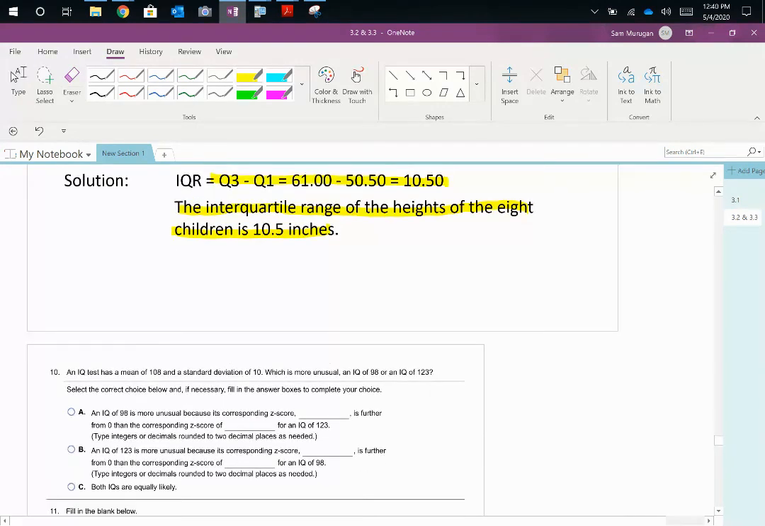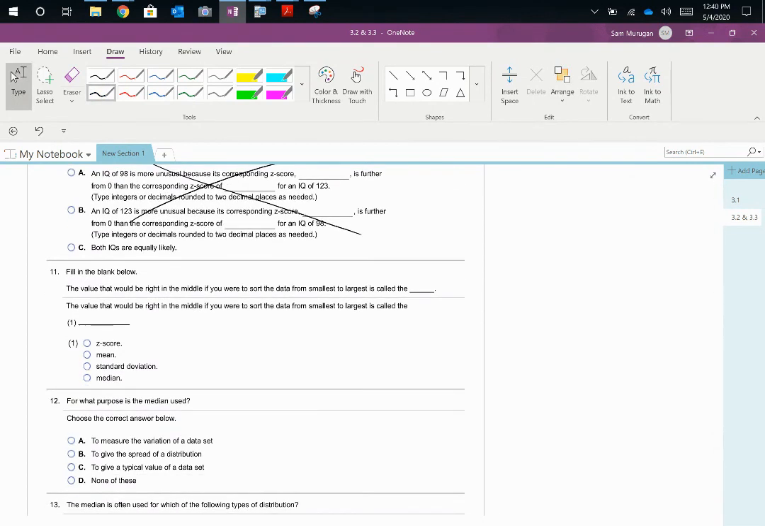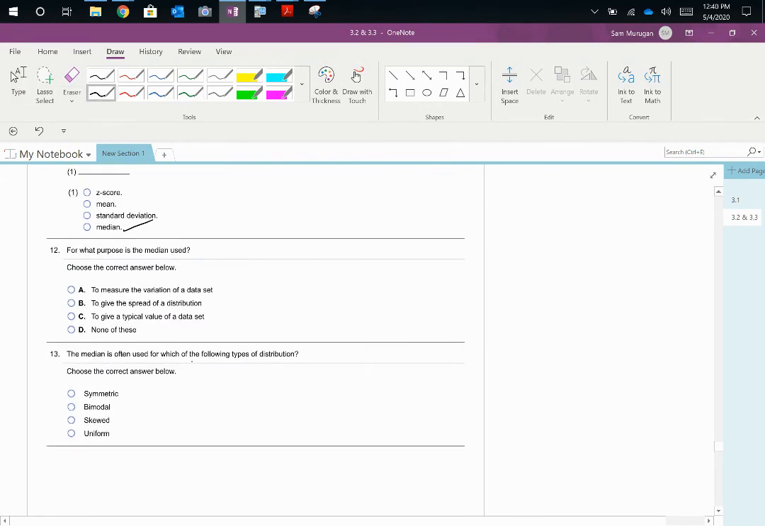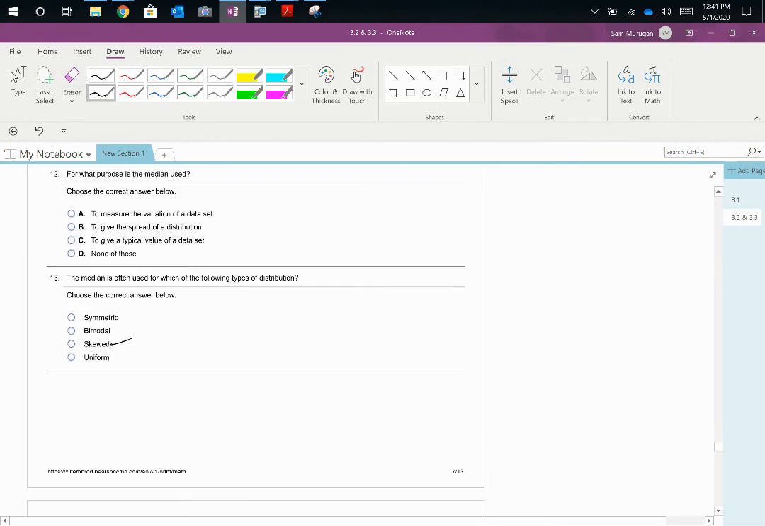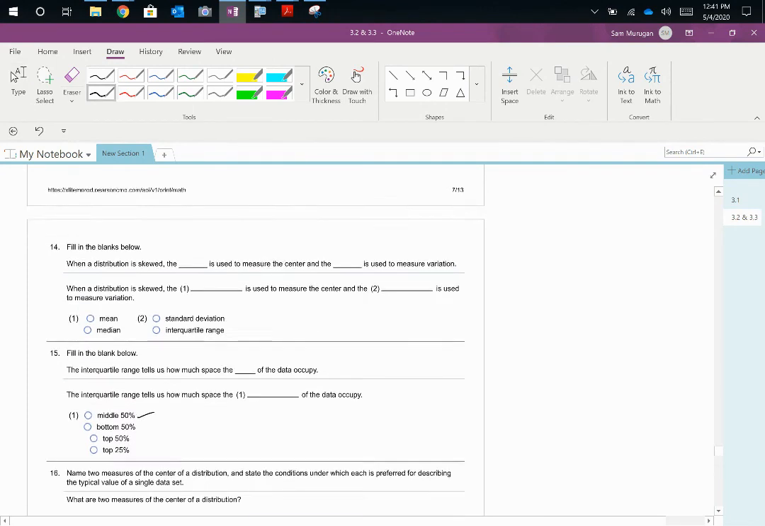All right, your homework for this section, starting at question 11, we already did question 10, is from the notes. There is, I don't believe, any calculation for this section. You should be able to answer the questions from your notes. I'm going to do every other one here for you. So the value right in the middle would be the median. The median is often used when data is skewed. The interquartile range tells us the middle 50% of the data.